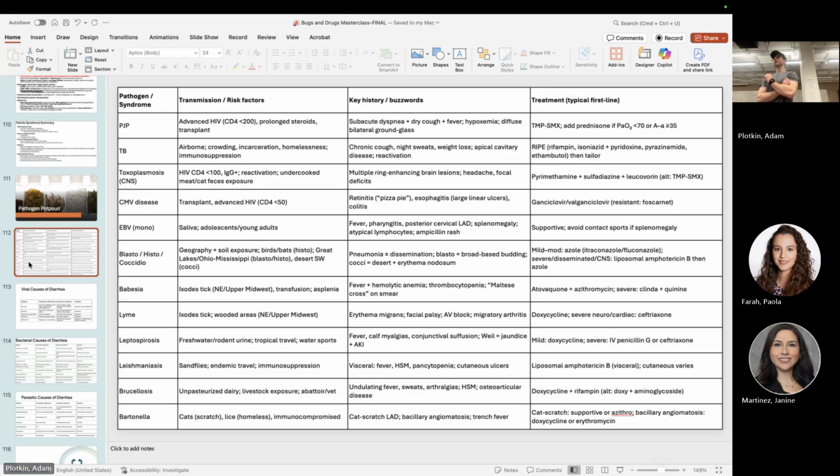No. What? Chloroquine? You're thinking of toxo. We can use pyrimethamine and sulfadiazine. Yeah. So treatment for PJP is TMP-SMX. Absolutely. Okay.